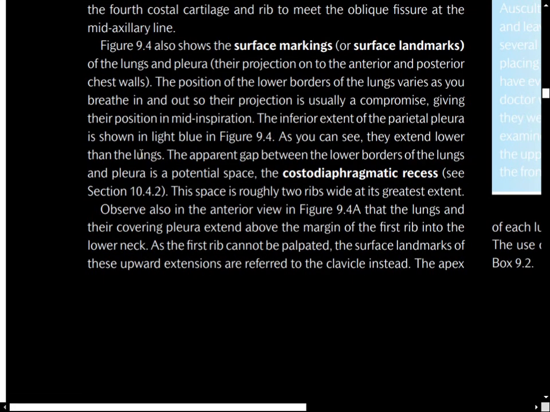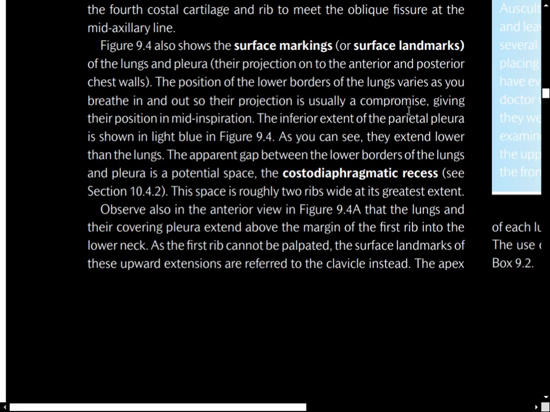The position of the lower borders of the lungs varies as you breathe in and out, so their projection is usually a compromise, giving their position in mid-inspiration. The inferior extent of the parietal pleura is shown in the light blue. As you can see, they extend lower than the lungs. The apparent gap between the lower borders of the lungs and the pleura is a potential space.